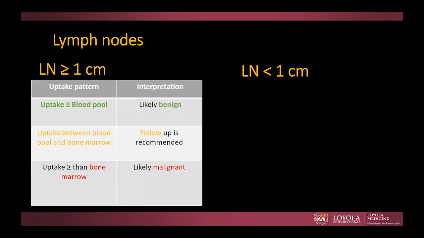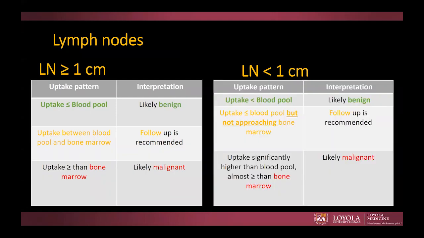So for lymph nodes, when the lymph node is equal to 1 centimeter or above, and that's based on size due to physics, we keep the same recommendations as I showed you before. We do decrease the threshold a little bit when the lesion is less than 1 centimeter, and that's just because the SUV max may be underestimated due to partial volume artifact. So right now, malignant will be considered significantly higher than blood pool, but almost approaching the bone marrow uptake. This is where it becomes malignant.